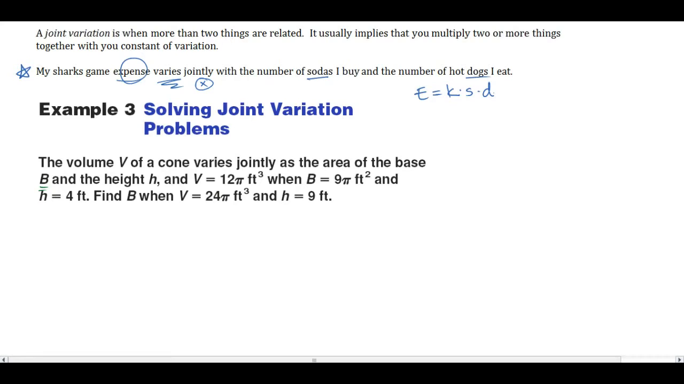So again, whenever you see a sentence, you're just going to break it down and make sure you get that K in there, and then figuring out what that K is usually is going to be our job. All right, so here's example 3.